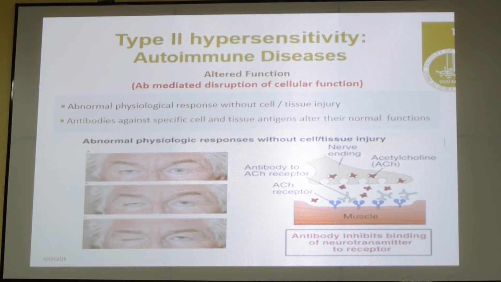Myasthenia is for muscle. Asthenia is weakness, muscular weakness. And gravis is severe muscular weakness. Why? Because of the receptor blocking.